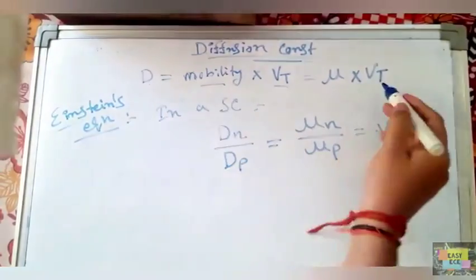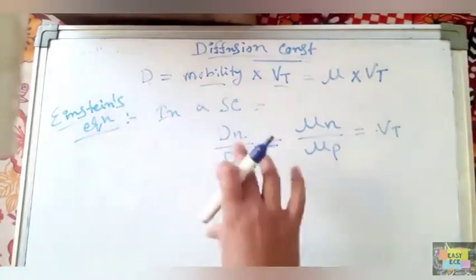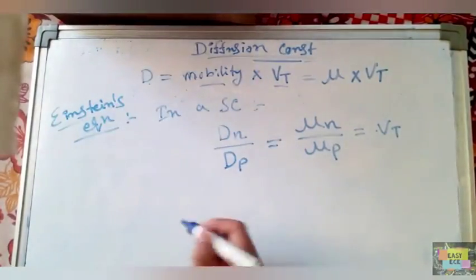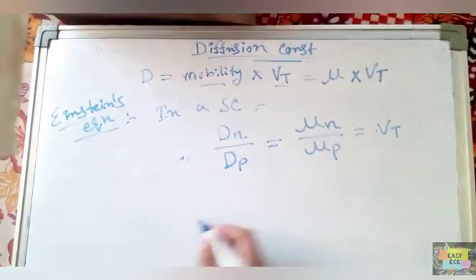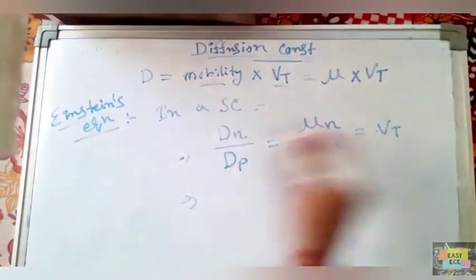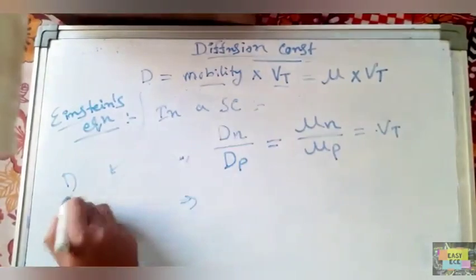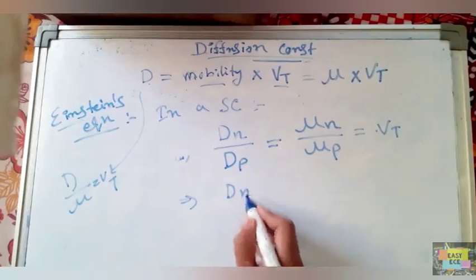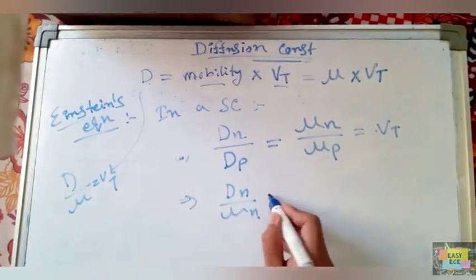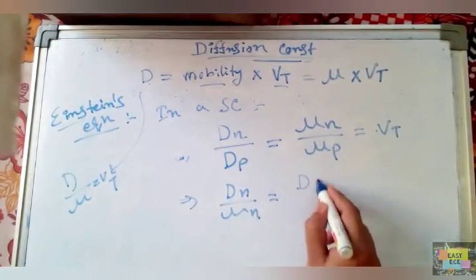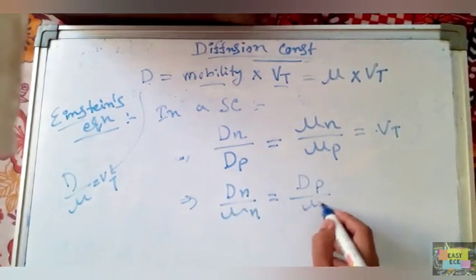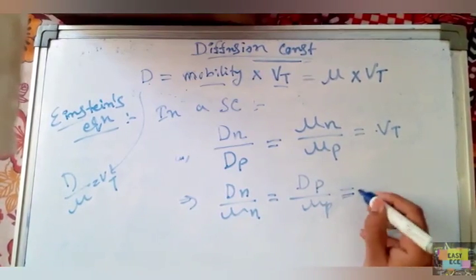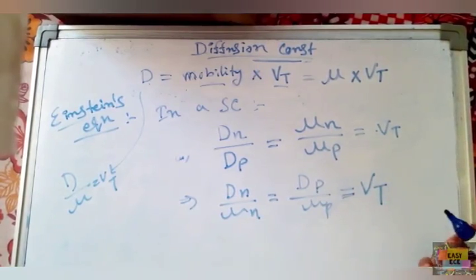Obviously D by mu equals Vt. So D by mu is constant for both electrons and holes. The D by mu ratio is obviously constant. As we know from this equation, D by mu equals Vt. So Dn by mu n, and Dp by mu p, are equal, and this equals the thermal voltage Vt.